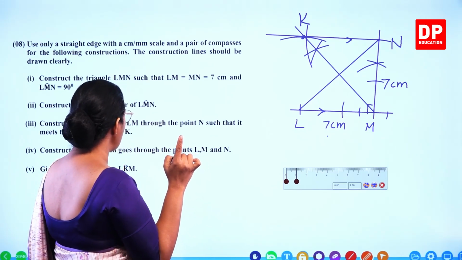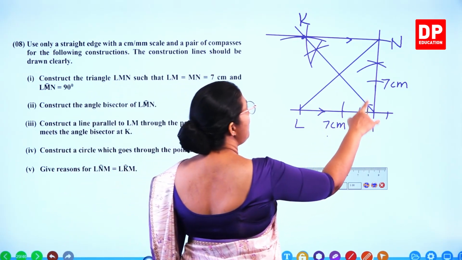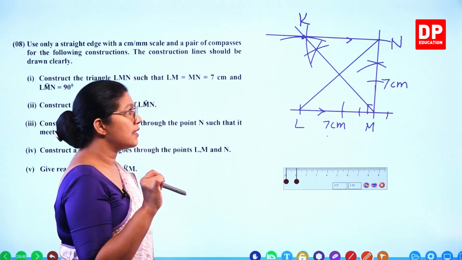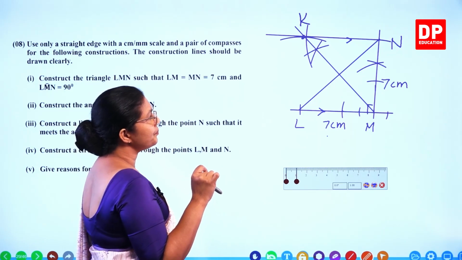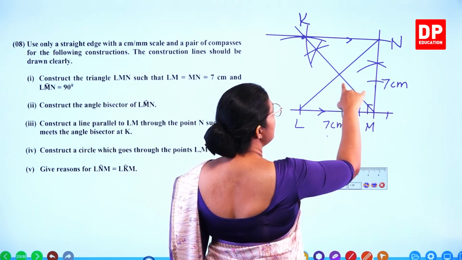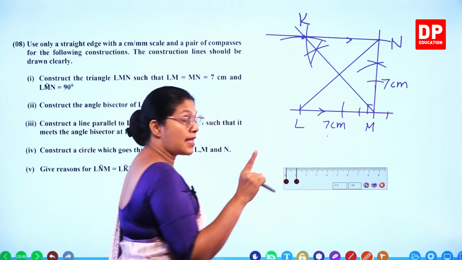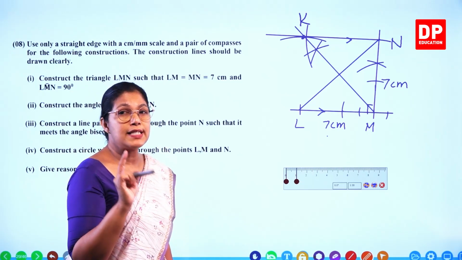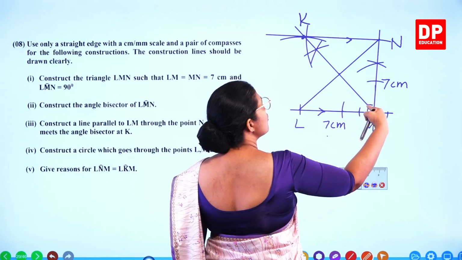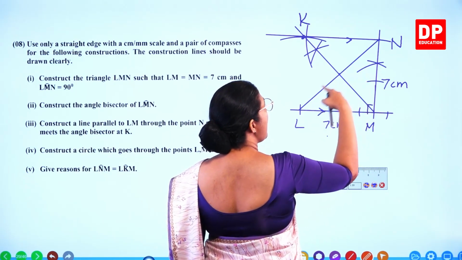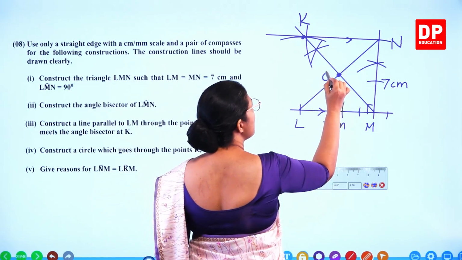Construct a circle which goes through the points L, M, N. You have to draw a circumcircle. How do you draw a circumcircle? So you have to consider the midpoint here. Because this is a right angle triangle, the center of the circumcircle is definitely on the hypotenuse. So that means here. So this should be the center of the circle, the circumcircle.